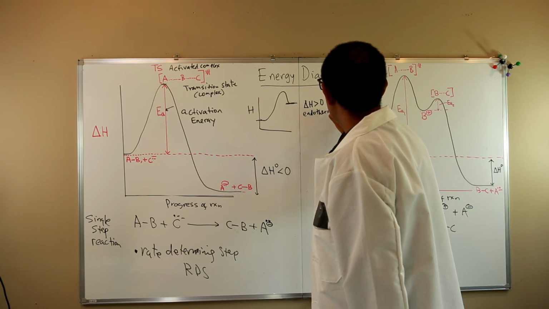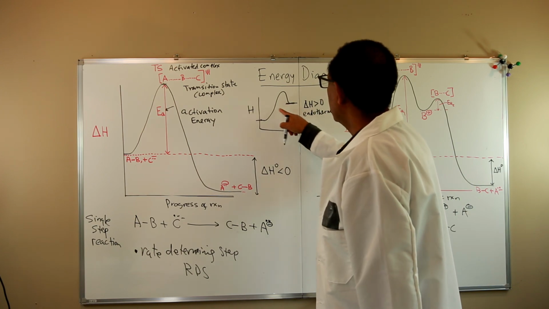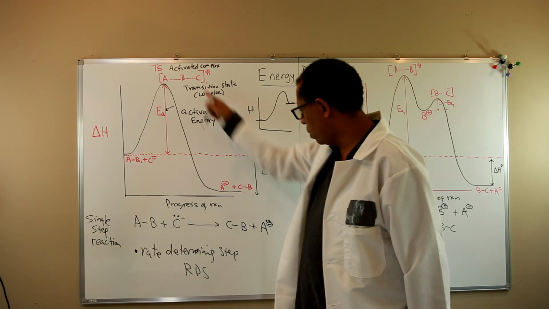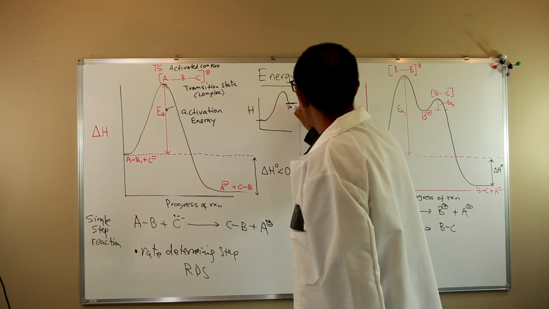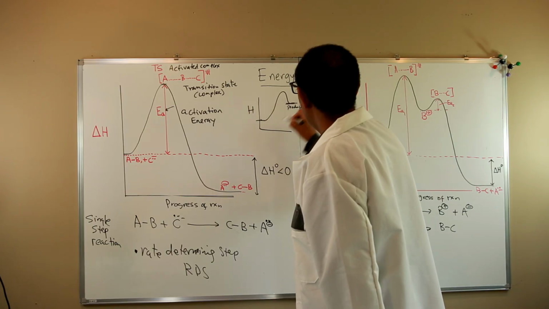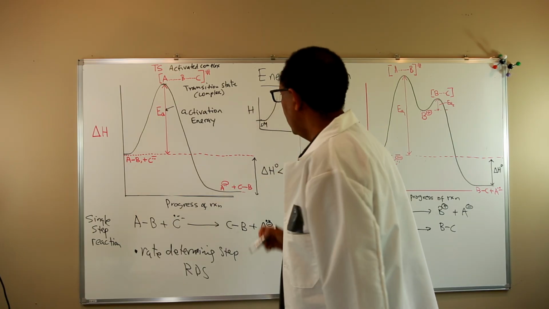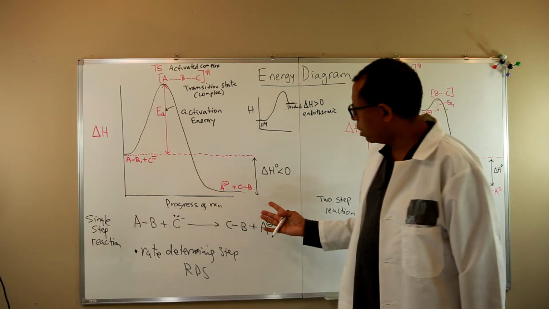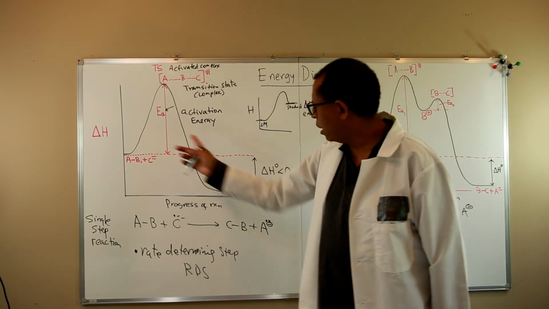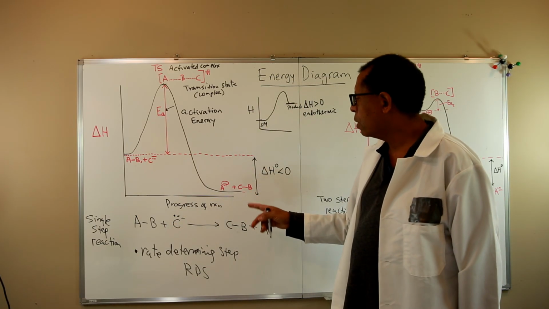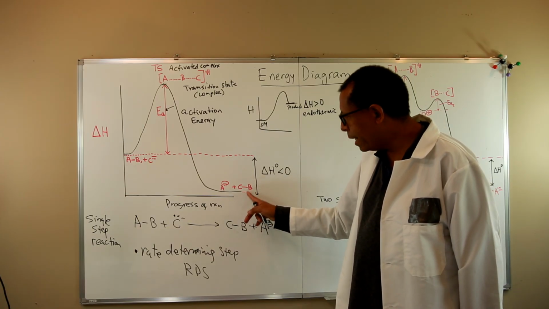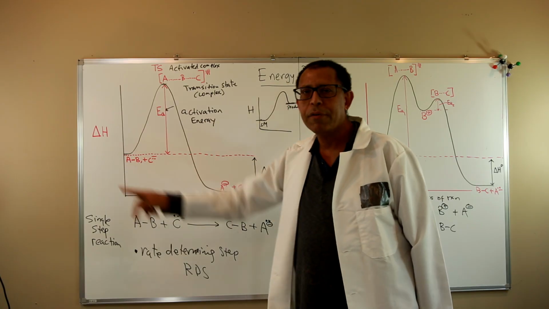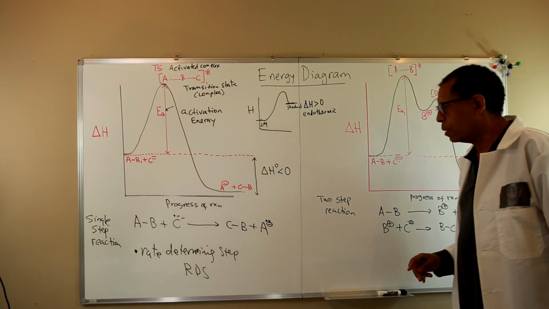So for endothermic reactions, this is a curve. It doesn't look like this, but it looks like this, where products are here, starting materials are here. But in an exothermic reaction, the delta H is less than zero because the enthalpy of the product is less than the enthalpy of the starting materials.